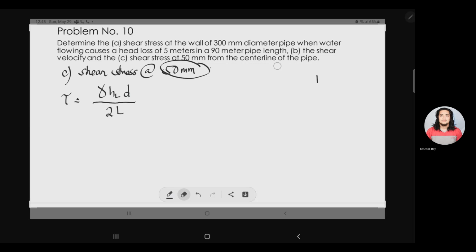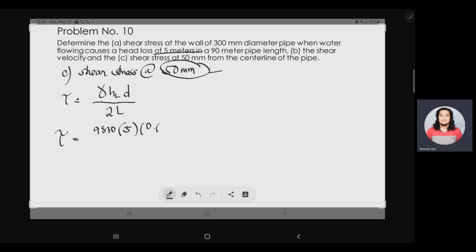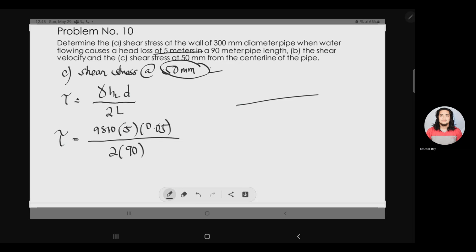Okay? So, meron na tayong mga value niyan, di ba? Input na natin. So, ating shear stress at the center line of the pipe is equals to unit weight of fluid, which is 9,810 times ang head loss na na-compute natin, which is 5 meters, times sa diameter natin, which is 0.05 over 2 times nung length natin, 90 meters. Oh, mali yung ating representation kanina. So, yung ating pipe, di ba? Center line, gitna. Dito siya.